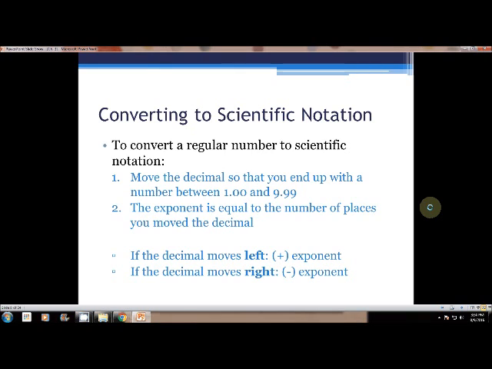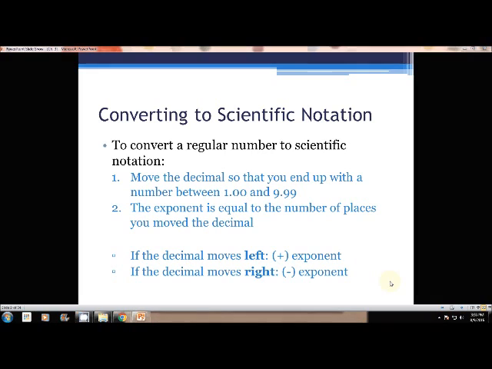Let's say that we have a regular number and we need to convert it into scientific notation. Well, we're going to move the decimal so that you end up with a number between 1 and 9.99, between 1 and 10. The exponent is equal to how many times you move your decimal. The positive and negative sign on your exponent is what gets confusing. When you have a positive exponent, that means that the number you started with is greater than 1. So it's going to be a big number.